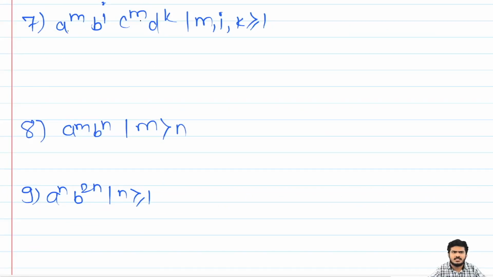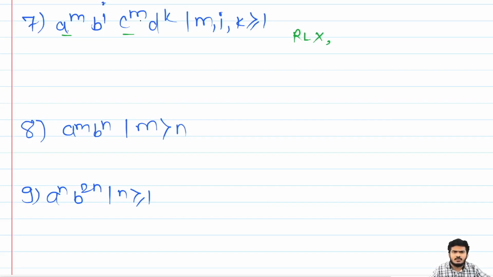So the next language is a to the power m, b to the power i, c to the power m, d to the power k, where m, i, k are greater than or equal to 1. Here we need a comparison, so we need a stack, because a to the power m will be compared with c to the power m. So designing a finite automata for this language is not possible, so this is not a regular language.